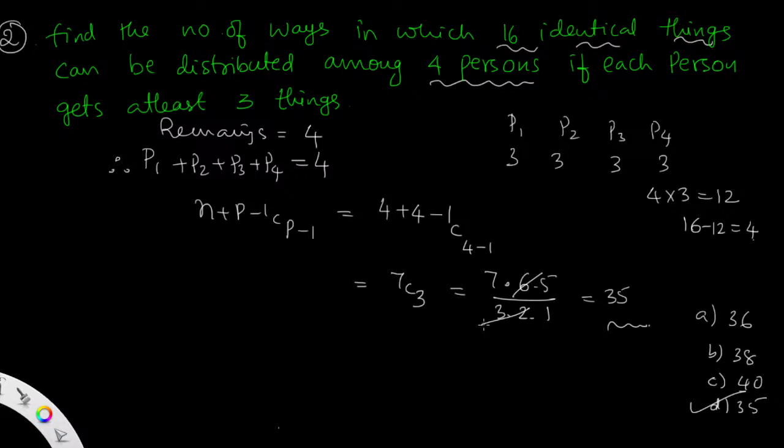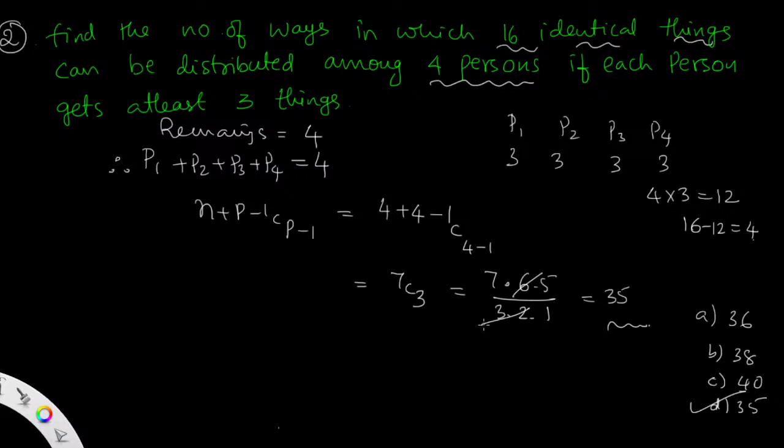Okay, find the number of ways in which 16 identical things can be distributed among 4 persons. Identical means all alike. If each person gets at least 3 things, we give 3 to each of the 4 persons. Remaining things are 4. So make the distribution using the formula n plus p minus 1 C p minus 1. Persons n equal to 4, remaining money is 4. So 4 plus 4 minus 1 C 4 minus 1. Then the value is 7C3, that is equal to 35.